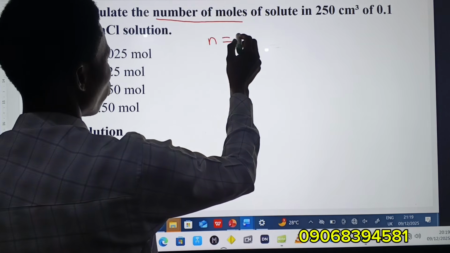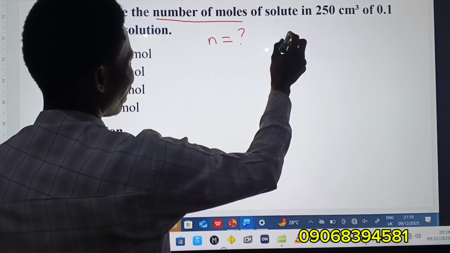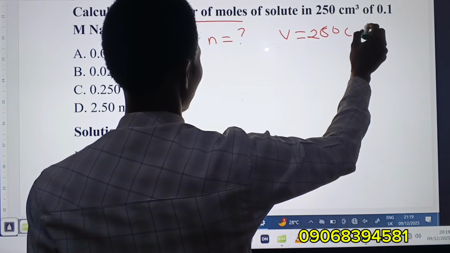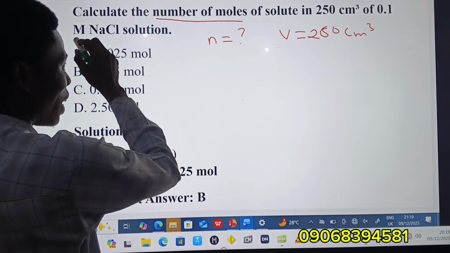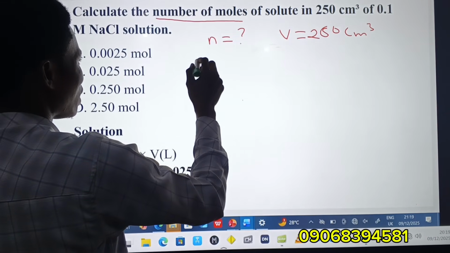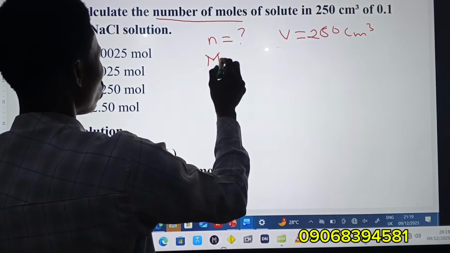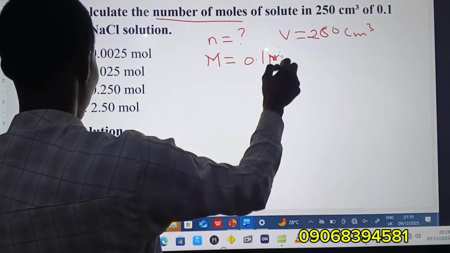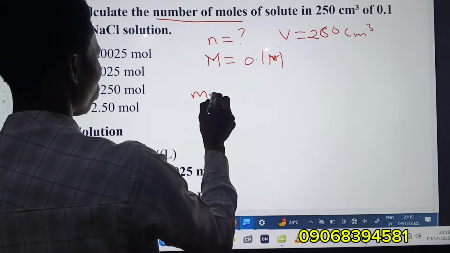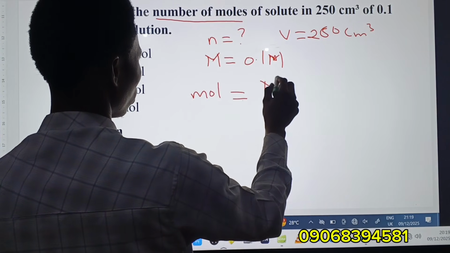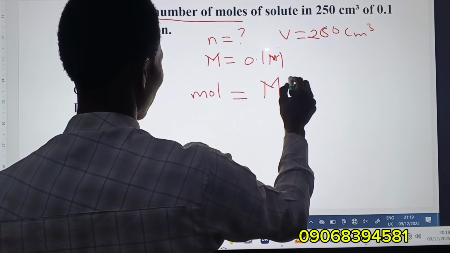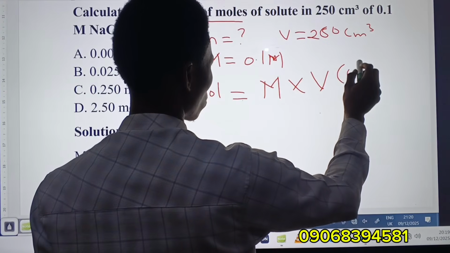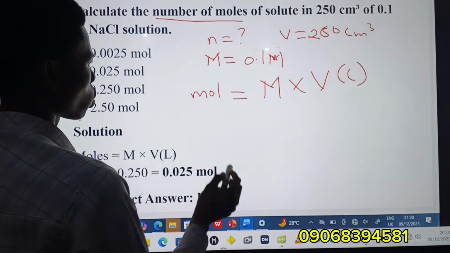So we are asked to calculate the number of moles. Let me call it N. We're given volume as 250 cm cube, and we're given capital letter M, which means molar. That is the concentration. So molar concentration is equal to 0.1 molar. Now number of moles can be molar concentration times volume, but the volume is always in liters or dm cube.